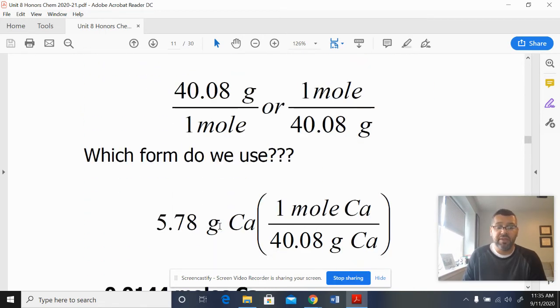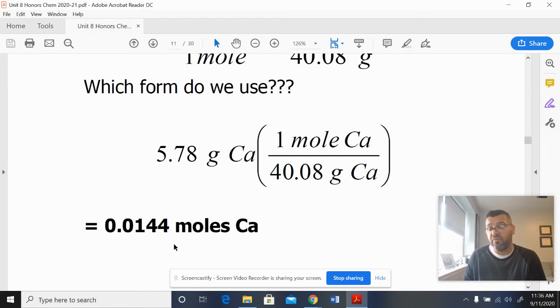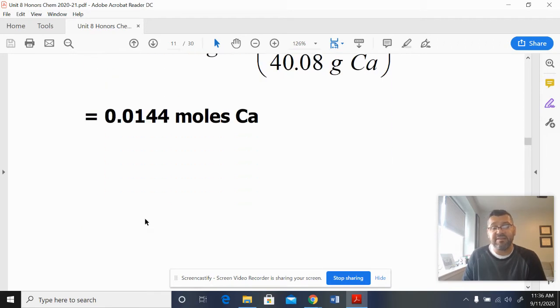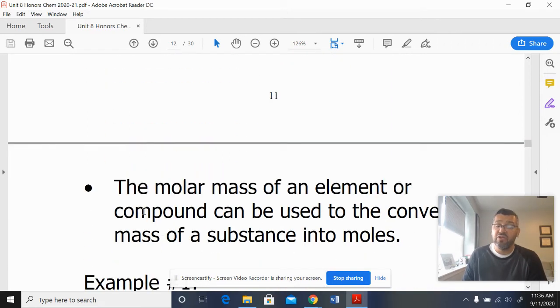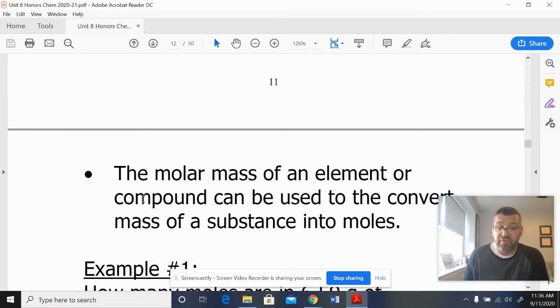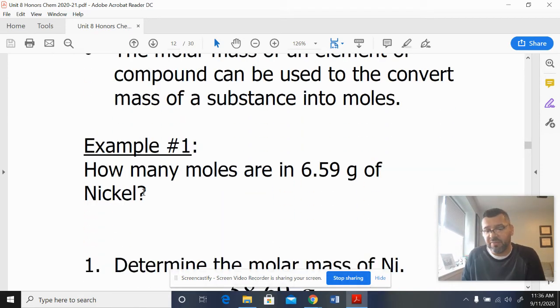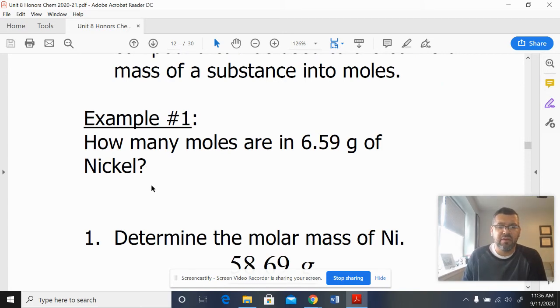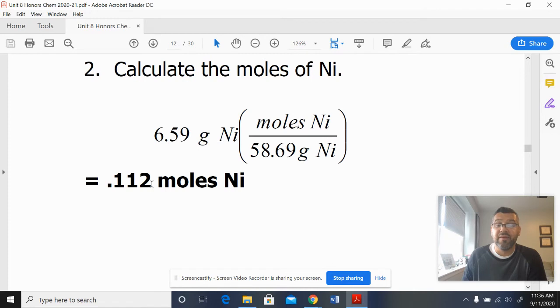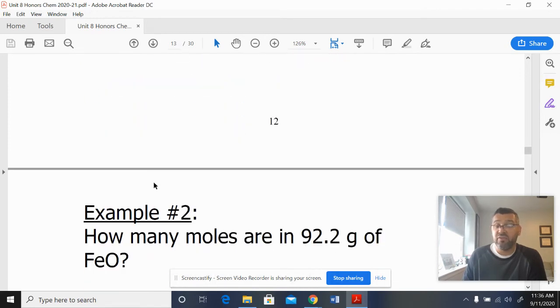Here we go. Plug it in. Boom. Grams cancel. Leaves you with moles. 5.78 divided by 40.08 grams. You do the math. 0.0144 moles. Okay. And that's how you calculate that. Now, you don't have to just do it for an element. You could do it for a compound. Here's another example, by the way, of going from grams to moles, so you can look at that. But I'm going to skip ahead and do this one.